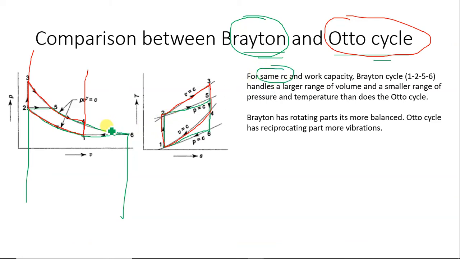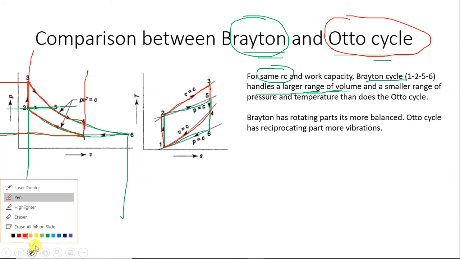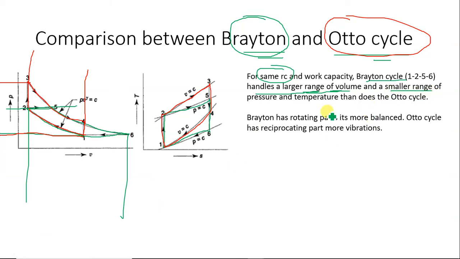What is compression ratio? It is the volume before compression to the volume after compression. Here you can see 1 to 2 for both the Brayton cycle and Otto cycle is an overlapping compression process. The Brayton cycle handles a larger range of volume. Here you can see the range of volume is larger and the pressure is small for the Brayton cycle, whereas in the Otto cycle the pressure range is larger. So a smaller pressure range is there for the Brayton cycle as compared to the Otto cycle.